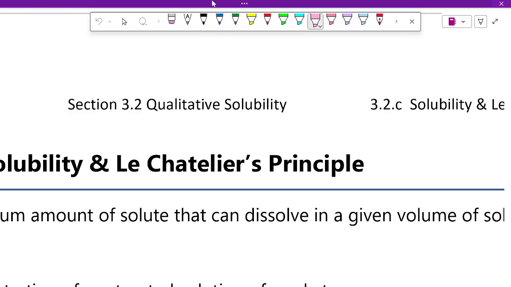Okay, what is Le Chatelier's principle? What does it say? What does Le Chatelier's principle say? I should unlock the door.